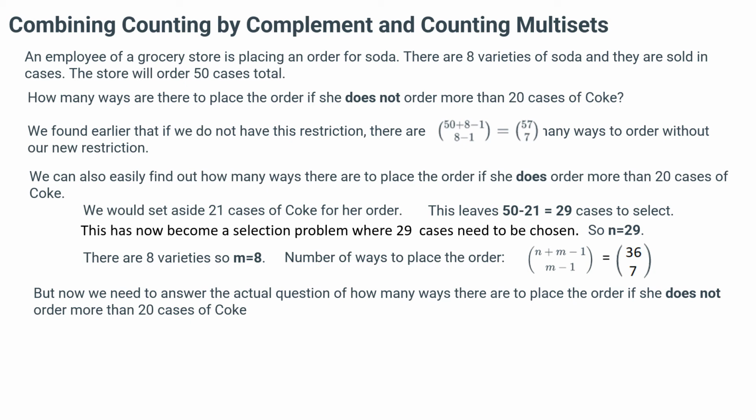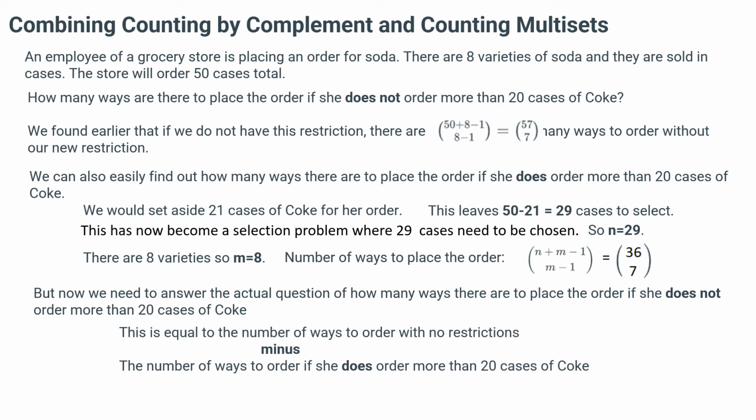But that's just answering the question, how many ways if she does order more than 20 cases. So now we need to answer the actual question: how many ways are there to place the order if she does not order more than 20 cases of Coke? So we take the number of ways to order with no restrictions and subtract the number of ways to order if she does order more than 20 cases of Coke. And that will give us our answer. So it would be that first answer we got, the 57 choose 7 up above, minus the 36 choose 7. And that would be the way we would leave it.